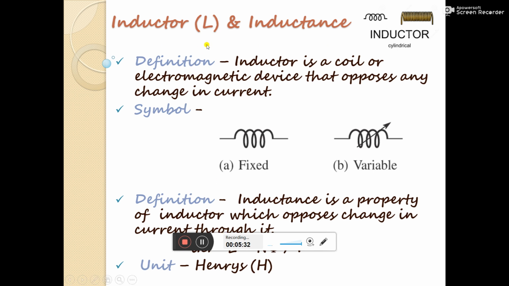The next term we have inductor and inductance. Inductor is a coil or an electromagnetic device which opposes the change in current. Symbolically, we represent inductor by using the symbol. So this symbol represents the fixed inductor and the second represents the variable inductor, where you will see an arrow marked on it. The inductance is the property of an inductor which opposes any change in current through it. So it is denoted by capital L and measured in Henry.